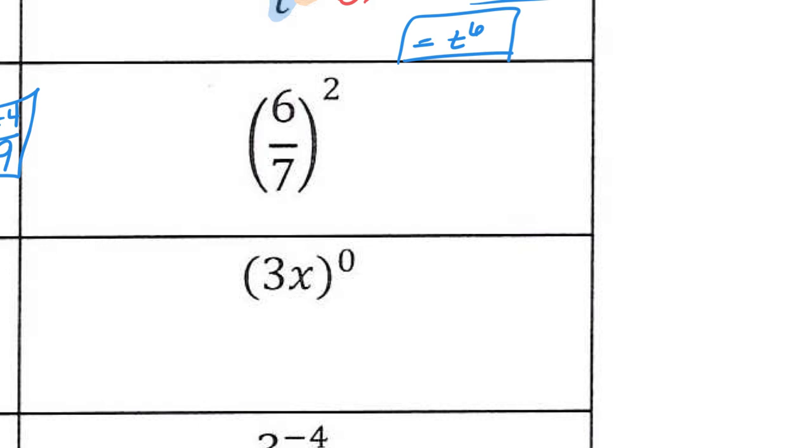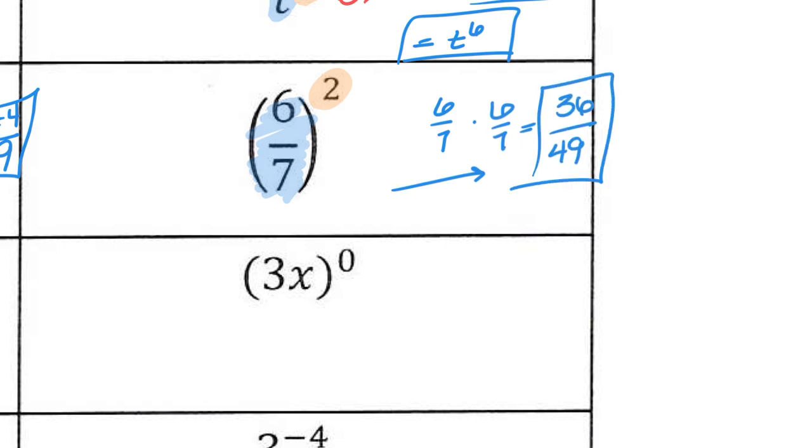So if we look at this one, 6/7 squared, that means that I have a group of stuff. Doesn't matter what that stuff is, numbers, letters, fractions, decimals. That stuff needs to be written down, in this case, 2 times. So if we multiply straight across, 6 times 6 is 36, 7 times 7 is 49, and so my fraction is 36 over 49.